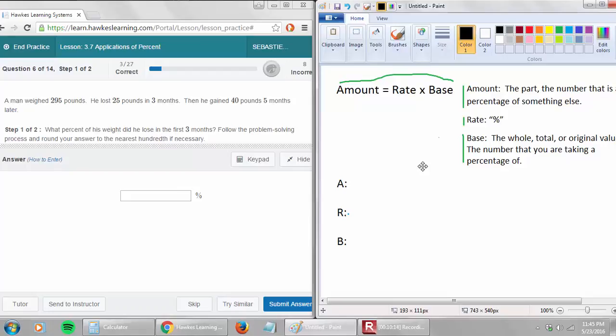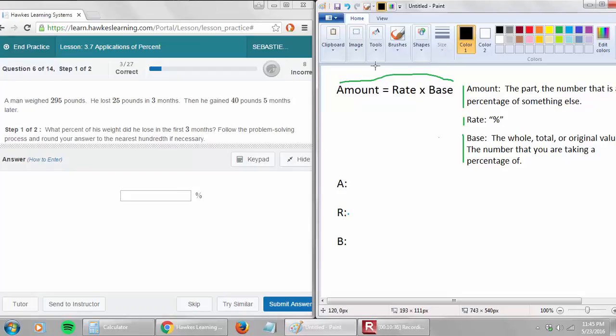Don't worry about the months in this question. Those months are just there as labels, essentially. So, a man weighed 295 pounds. He lost 25 pounds in 3 months, and then he gained 40 pounds back 5 months later. What percent of his weight did he lose in the first 3 months? Again, follow the problem-solving process and round your answer to the nearest hundredth in this case.